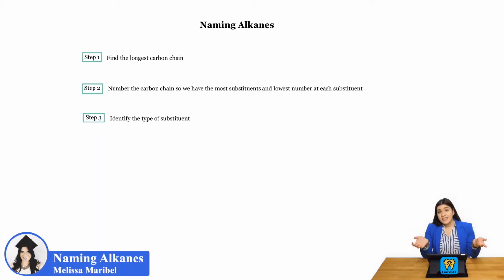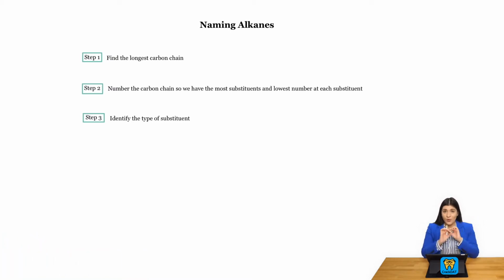When we're naming alkanes, there are 3 main steps that we want to always go over and always double check. So the first one, definitely start with this one always. Find the longest carbon chain.